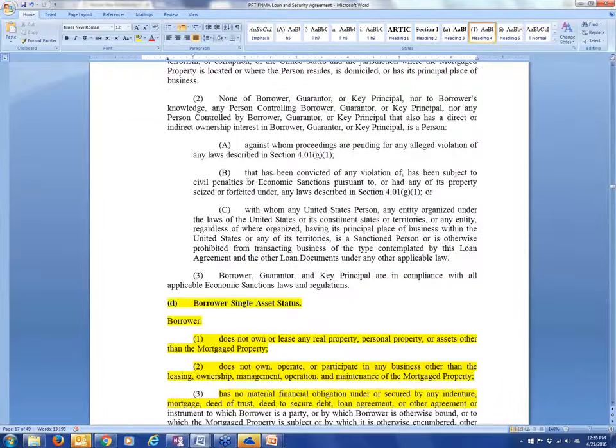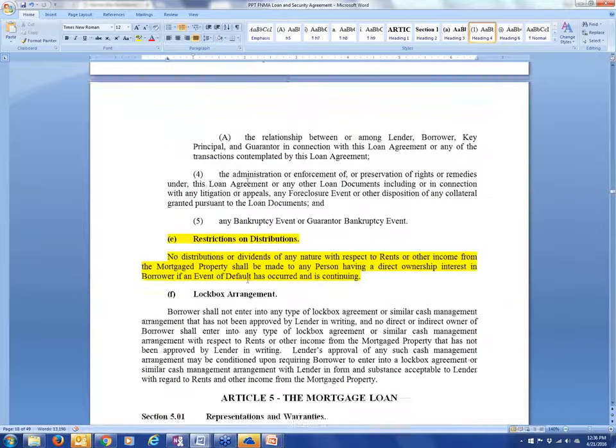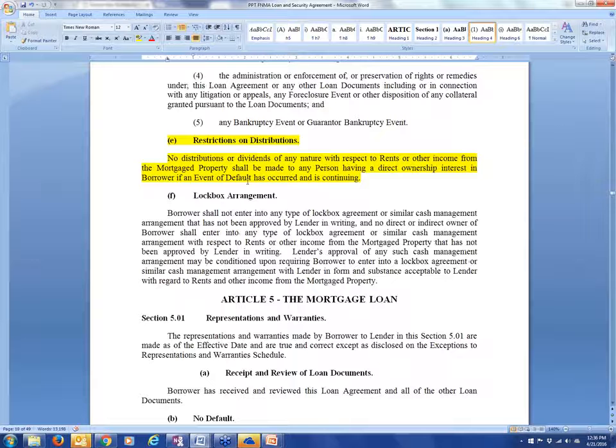All right. Okay. Borrower single asset status. The borrower, ABC Investments LLC, does not own or lease any real property or assets other than the mortgage property, does not own, operate, or participate in any business other than the leasing of this one mortgage property. As you can see, this is what a single asset status is, and they don't want you to breach this. If you breach it, it could be a reason that they're going to come after you for full recourse. Don't do it.